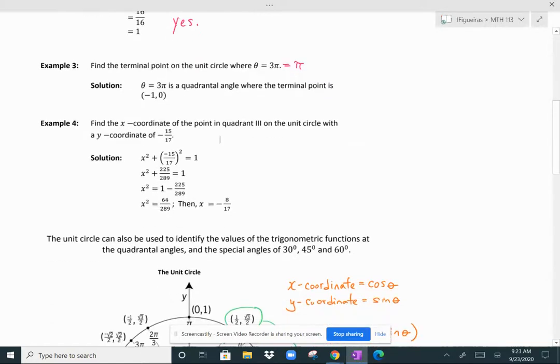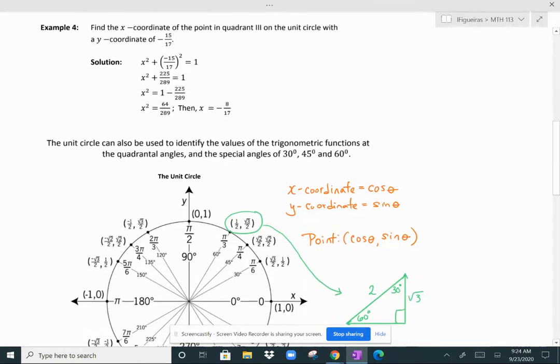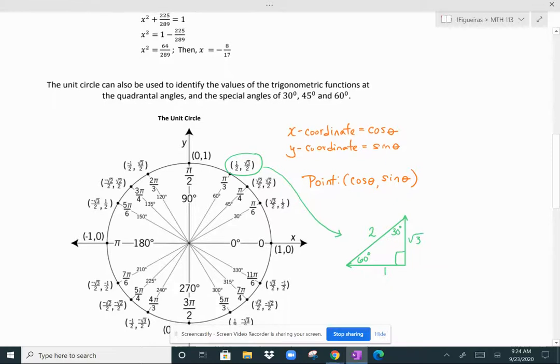So the unit circle can be used to identify the values of your trigonometric functions at your quadrantal angles. Remember, that's at the axes, as well as all those special angles that we've been learning, the 30, 60, and the 45. And you'll get the same answers that you get when you were using your right triangle. So this is the picture of what that unit circle would look like.